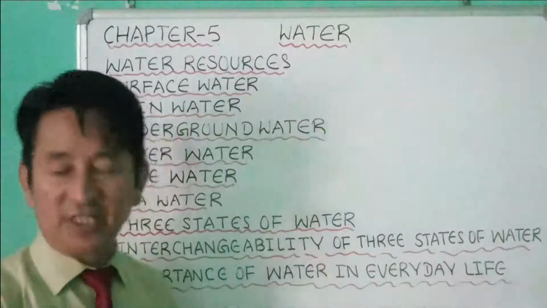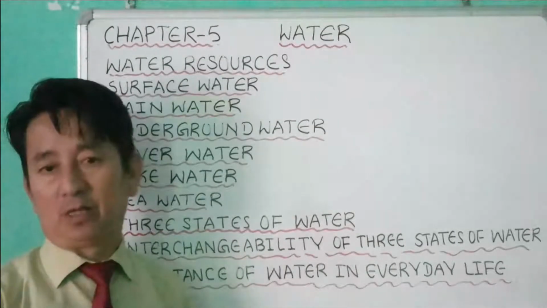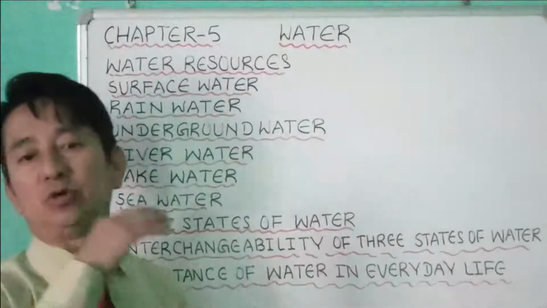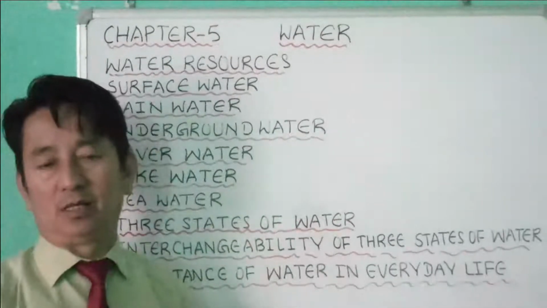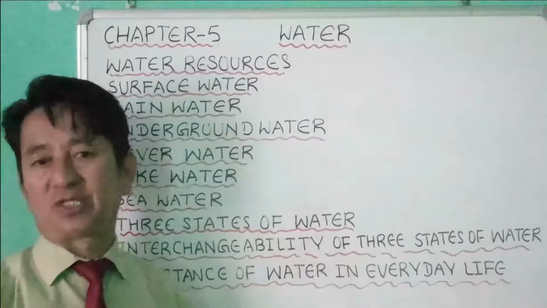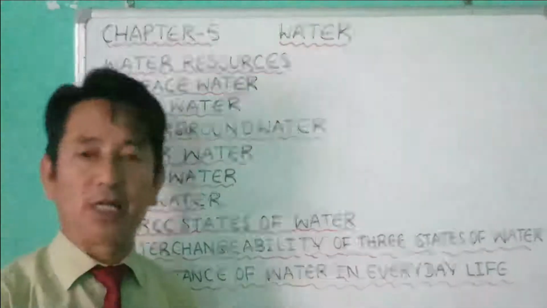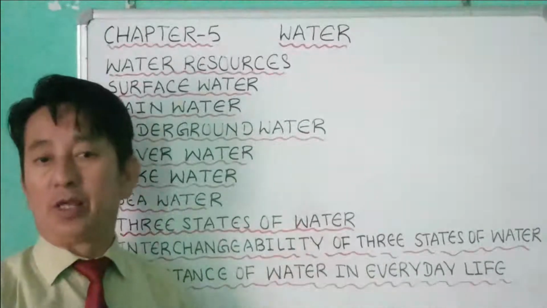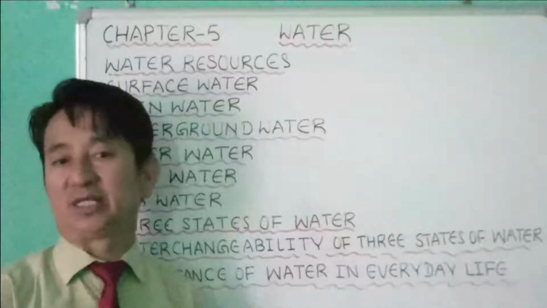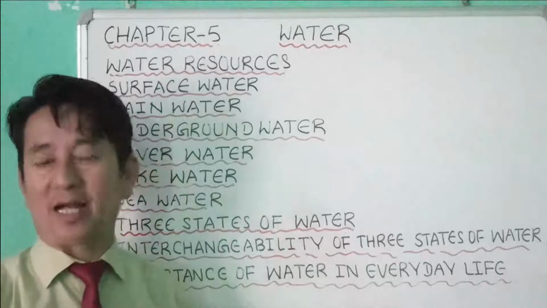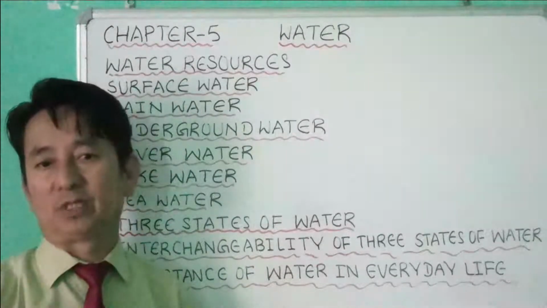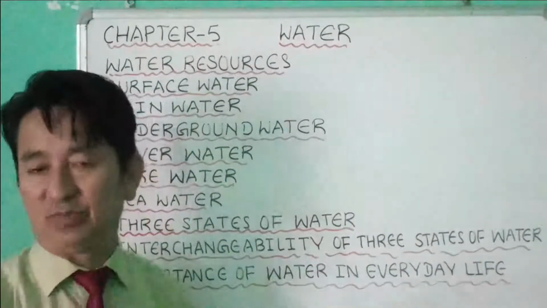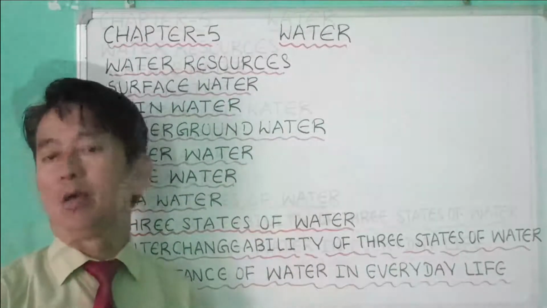On further heating, this water changes into steam. This change of state is known as boiling, or you can say evaporation also. Water on further heating starts boiling at a particular temperature, so we get steam. Steam is the hot water vapor.